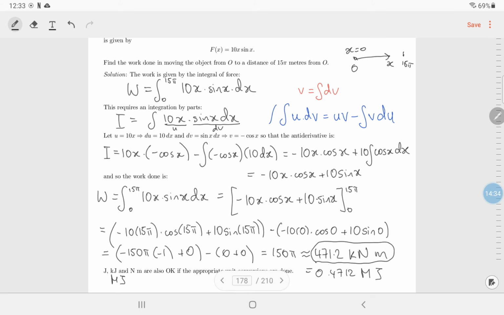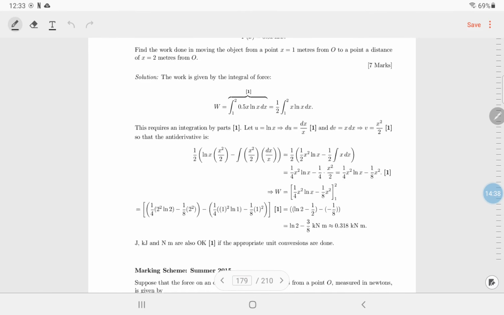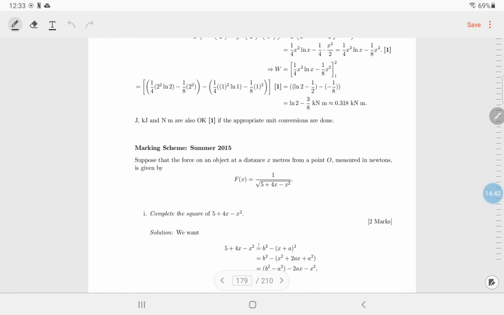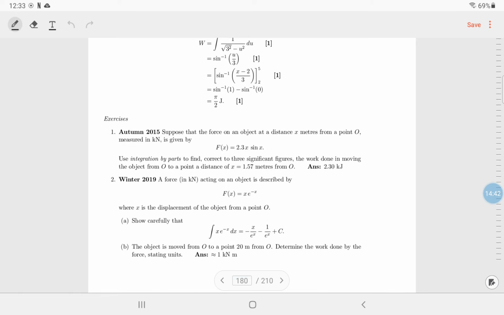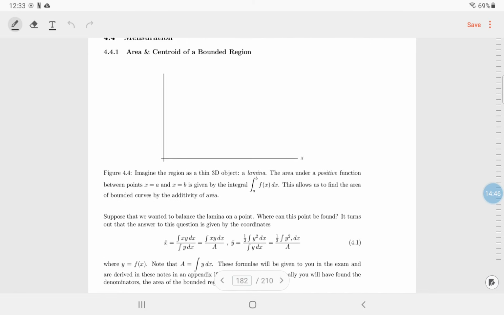Okay, I think that's all I want to do there. Yeah, there's another example there, similar story, and there's another example there. Okay, so we're ready now for the final section for next week.